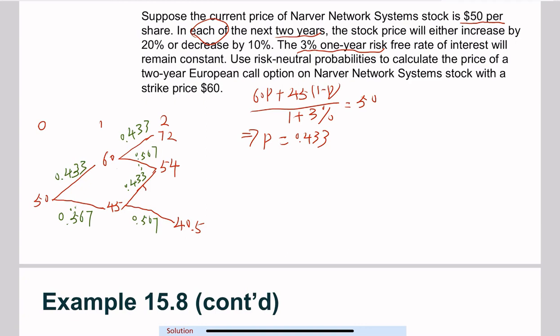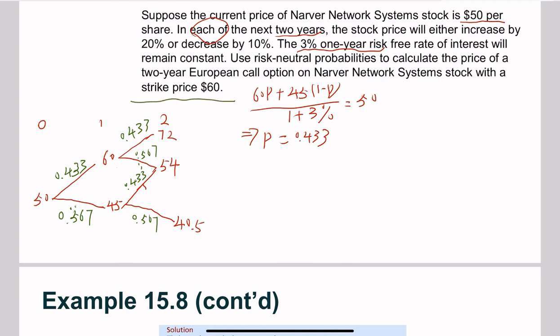So we could finally think about how to price this call option. Think about this. The call has the exercise price of $60, which means if the stock price is 72, then the payoff to this call would be 12. If the stock price is 54, then the payoff would be 0. And again, it's 0 if the stock price is 40.5.